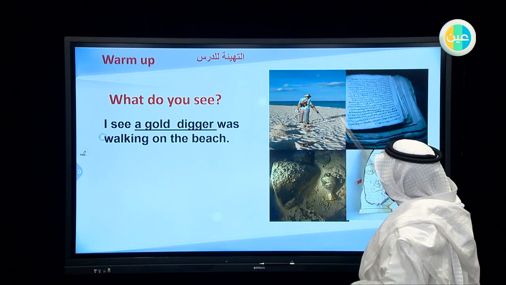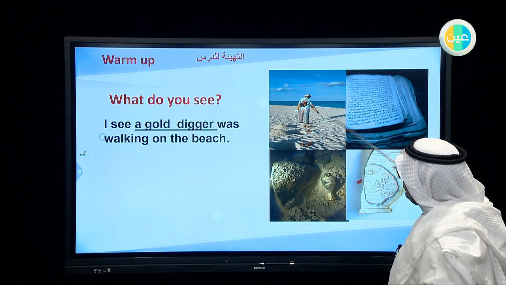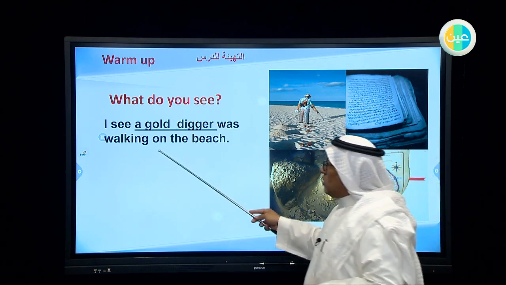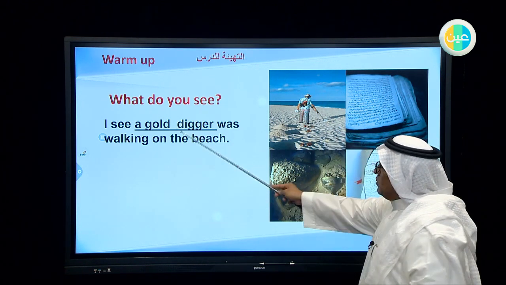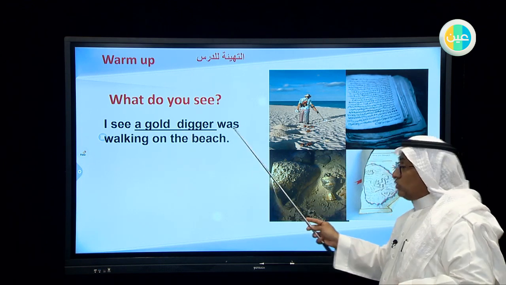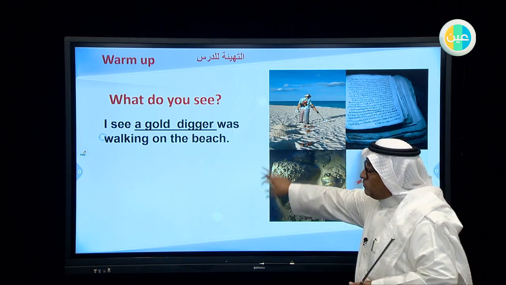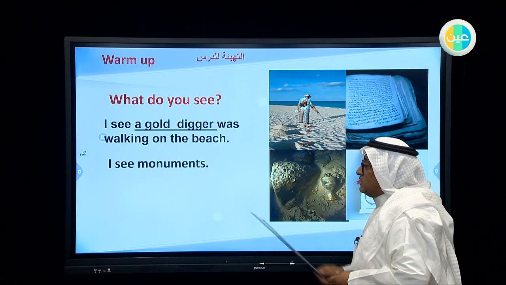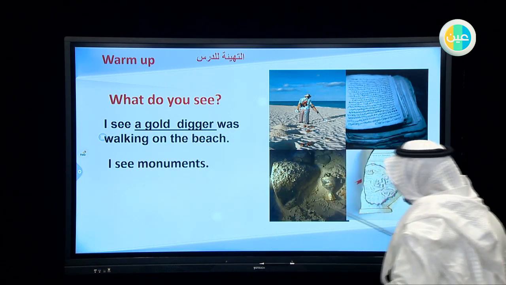Okay, this person you see next to the beach, or on the beach. Okay, walking on the beach. Okay, gold diggers. Please save this word and learn this word. And also we have what? I see monuments. Something old.